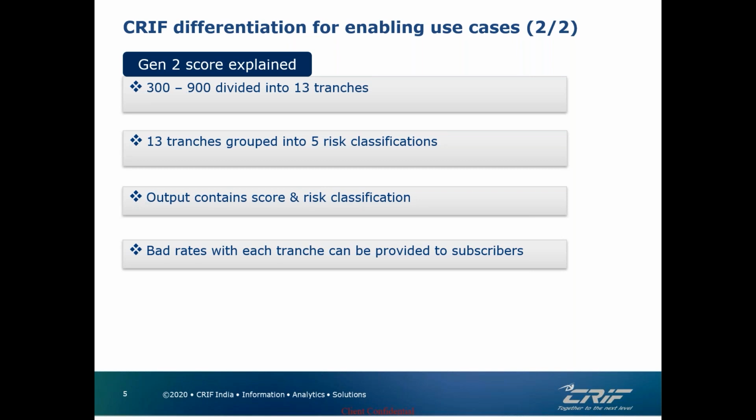Similarly, what is the probability at 700? What is the probability at 750? And thirdly, what in CRIF's view does a score of 750 mean? Is it very low risk, medium risk, high risk, or very high risk?